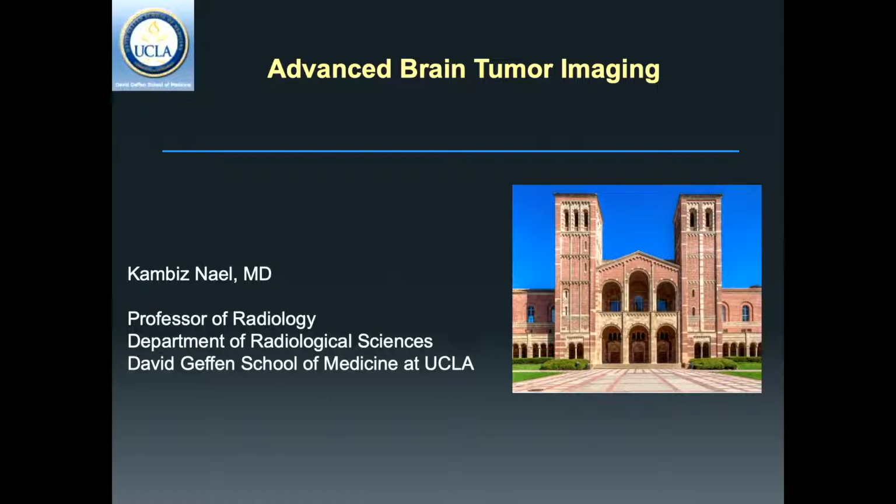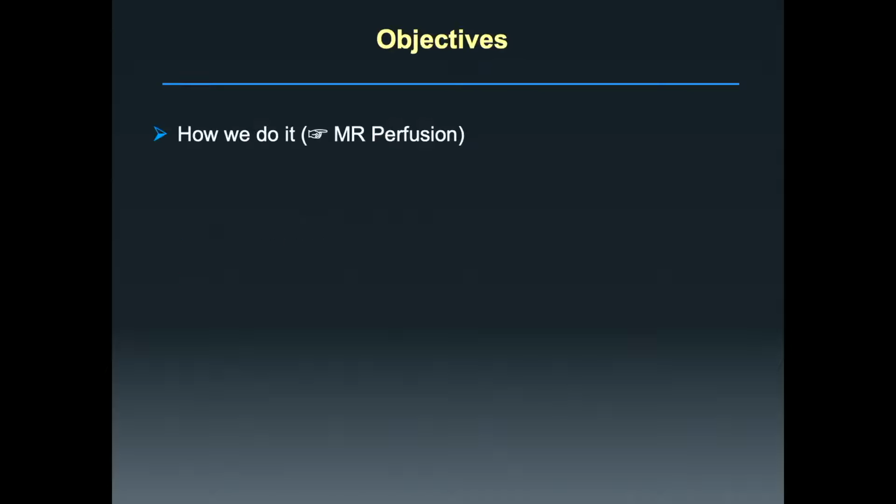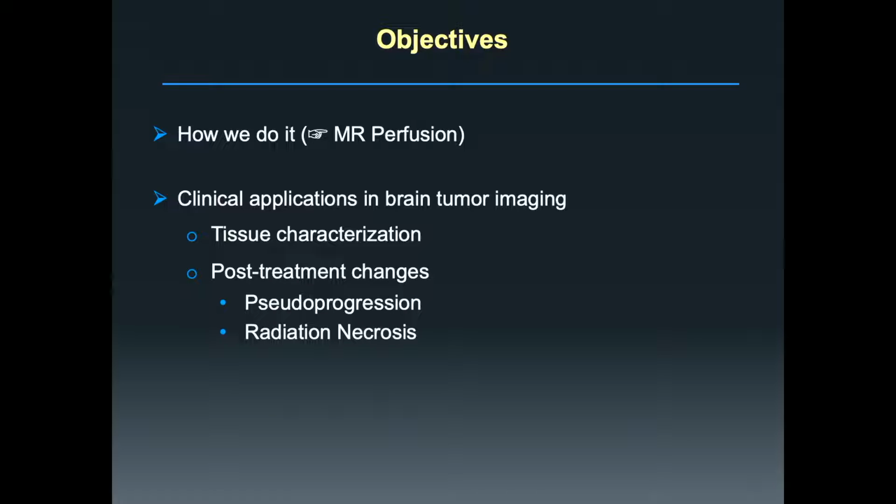So over the next 30 minutes, we can go over advanced brain tumor imaging. That's the title of the talk, but really what we're going to talk about is, review quickly how we do perfusion imaging for brain tumors, and then I'll review some of the clinical applications of perfusion imaging related to brain tumors, specifically two topics. One, how we can use perfusion to characterize tissue and differentiate different pathologies from each other, and also in post-treatment setting, how to differentiate tumor progression from the post-treatment changes, including pseudoprogression and radiation necrosis.